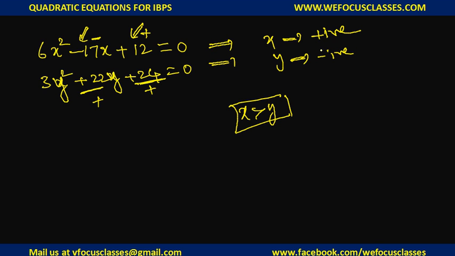So x is positive and y is negative. See friends, always positive numbers are greater than the negative numbers. So that is the reason I could say that x is greater than y. Even if you solve the entire problem, you will be getting the same thing, x is greater than y. So this is one of the trick that we can use in the exam. Now go to the next problem.